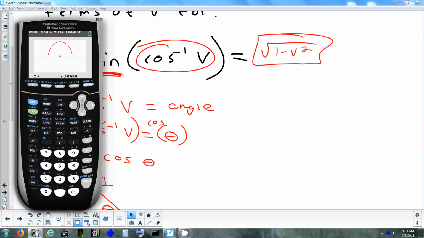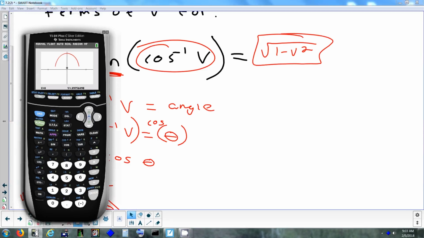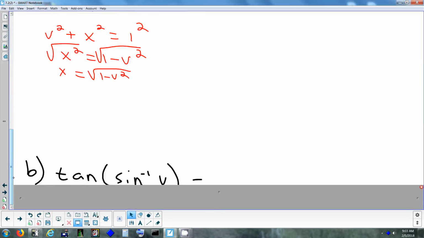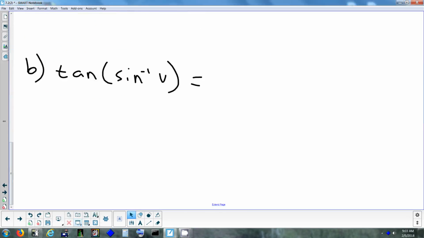Any questions about that one? All right, so let's try another one of those. In these kinds of problems where you have regular trig on the outside and inverse on the inside, they all follow the same pattern. You do exactly the same steps every time.